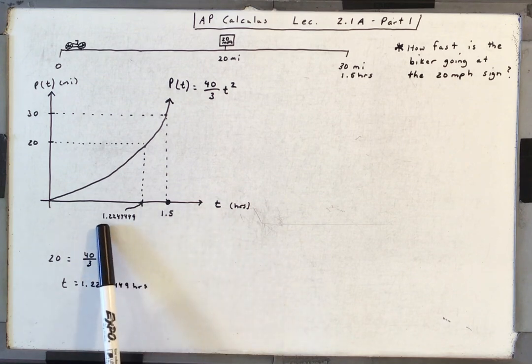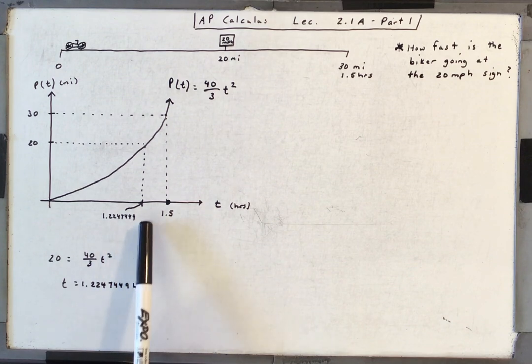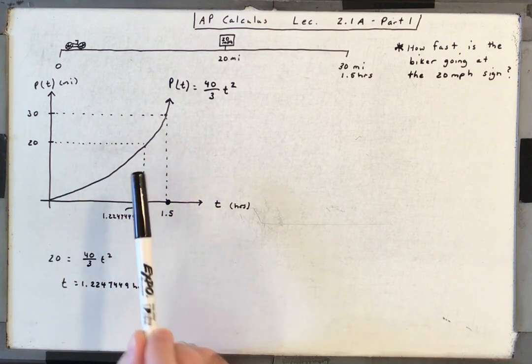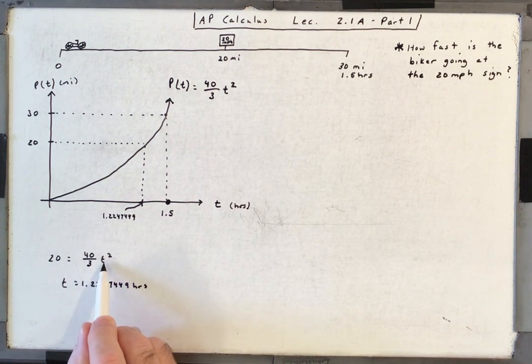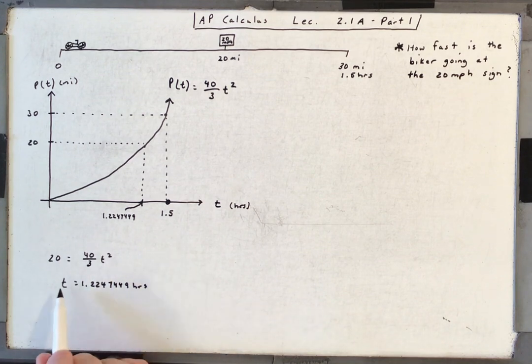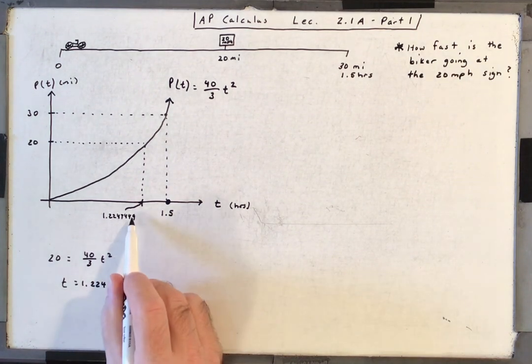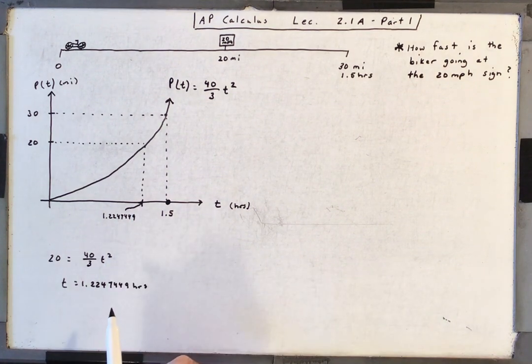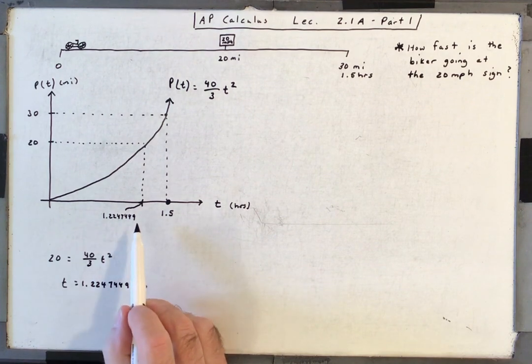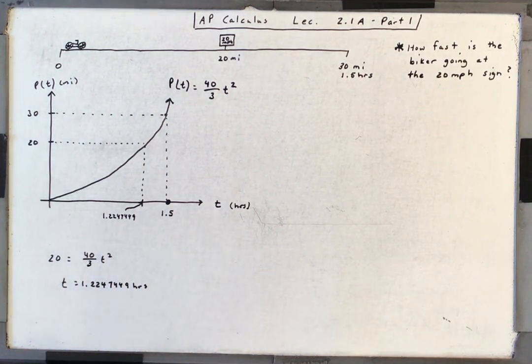Now, I got a time of 1.2247449 for 20 miles. How did I get that? Well, I just set the position, 20 miles, equal to 40/3 times t squared, and solved for t. If you solve for t, it goes on forever, but I just truncated it after 7 decimal places, and so that's where we got that. It took 1.2247449 hours to get to that point. So go ahead, pause the video, and draw this graph, and then come back.